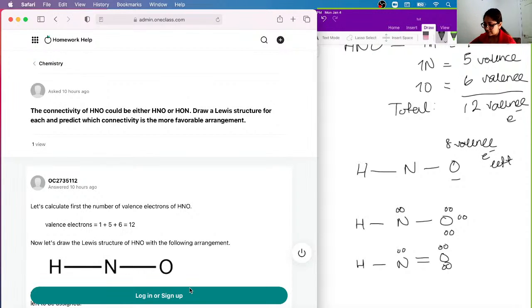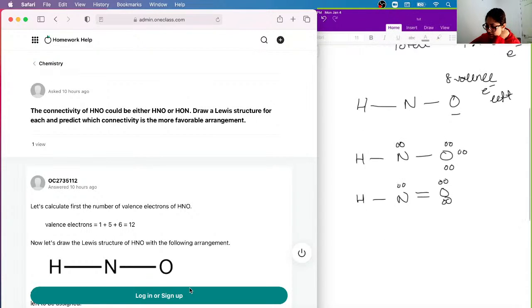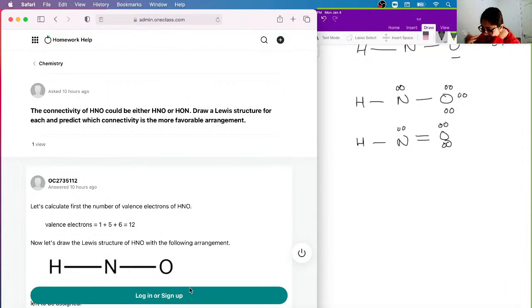And so this is the structure for HNO. However, if we want to draw HON, in this case the question is asking, we can draw it the same way. Keep in mind we still have the same number of valence electrons, and we have HON, and so we could just assign the valence electrons to the terminal atom here, and our central atom would.